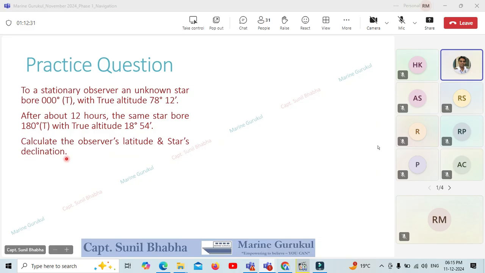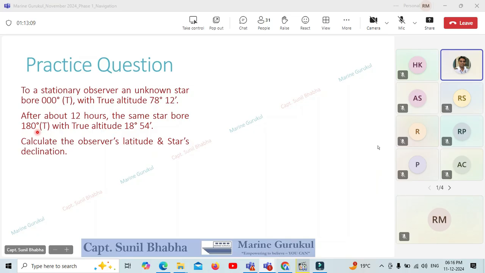So a very straightforward and simple looking question. You observe here in this question that the star is bearing 000 at a particular time, and after about 12 hours it is again bearing 180. So at one time it was north, at other time it was south. So this is only possible in case of a circumpolar body. Otherwise, for bodies which are not circumpolar, they come north or south of the observer only once in 24 hours. Anyway, let's now try to see how we solve these type of questions.